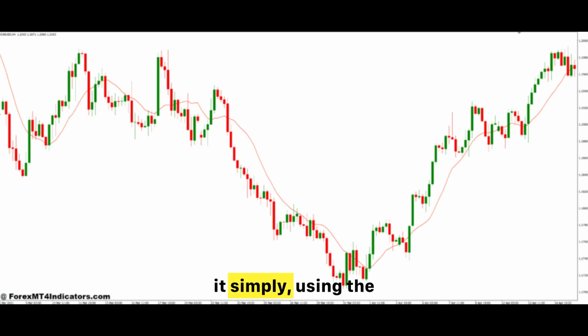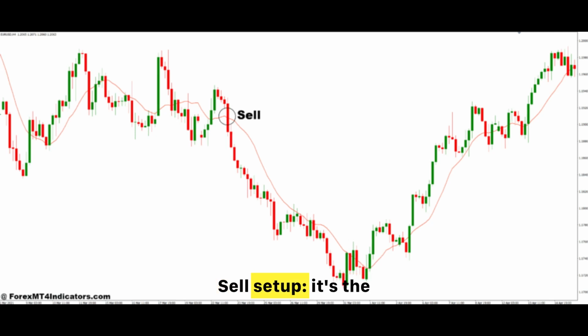Here's how to trade it simply, using the 50 EMA on the 4-hour or daily chart. Buy setup. Wait for a full candle to close above the 50 EMA. Enter on the next candle and place your stop 20 to 30 pips below the EMA. You can also watch for a golden cross when the 20 EMA crosses above the 50 EMA. That's a bullish signal to go long.